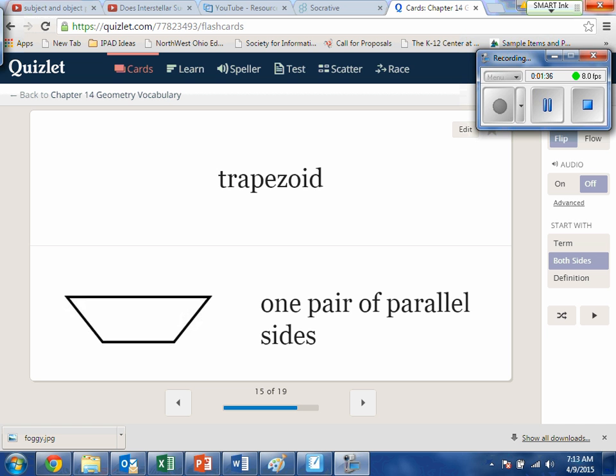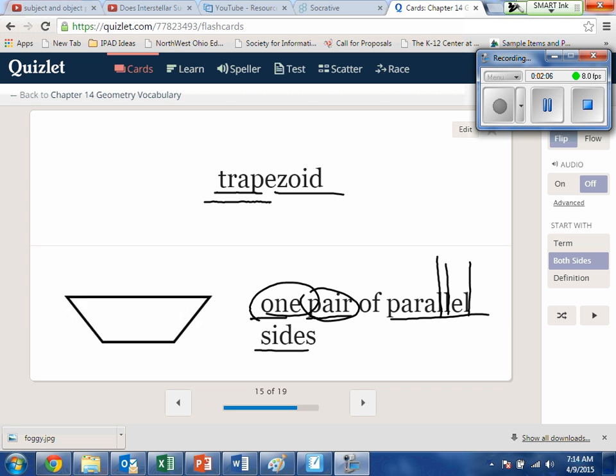Okay, ladies and gentlemen, our second word is called trapezoid. Notice I really emphasize the word trapezoid. Now, a trapezoid is a quadrilateral that only has one pair of parallel sides. Remember that word parallel actually has parallel lines in it. Now, don't be mistaken, even though this says one, it's one pair. And a pair, we should know, is actually two.